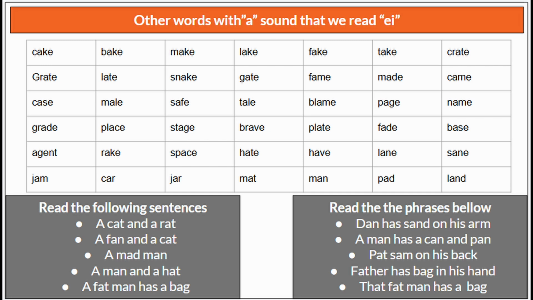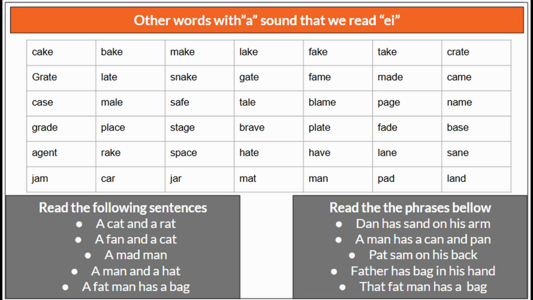A cat and a rat. A fan and a cat. A mad man. A man and a hat. A fat man has a bag. Read the phrases below. Dan has sand on his arm.